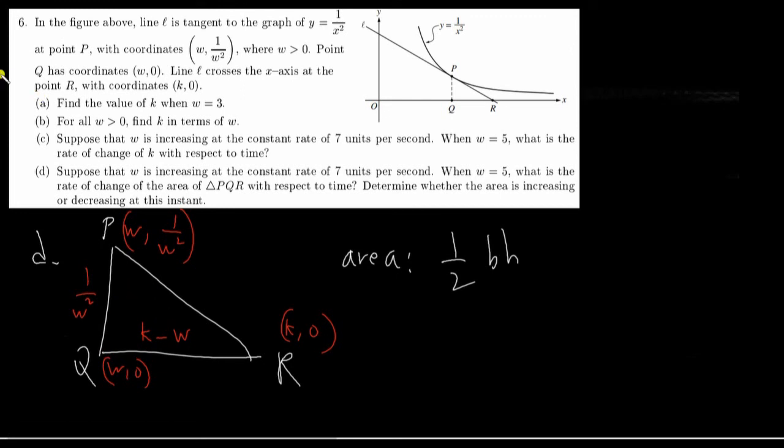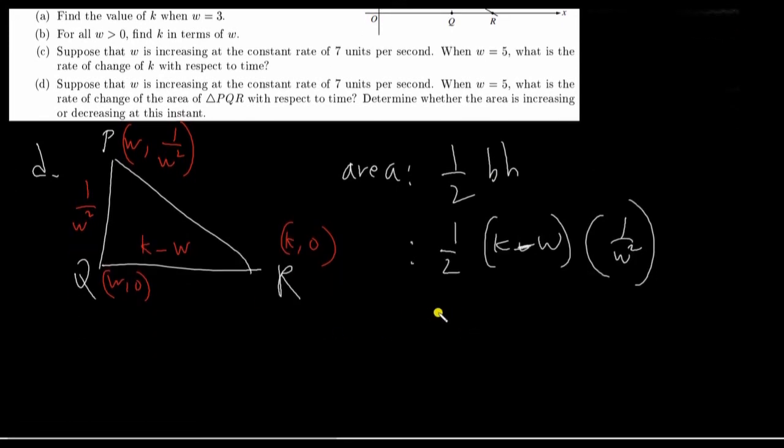Okay? So now that we have the base and the height, we can rewrite the area formula as 1/2 times k minus w times 1 over w squared. And then another thing we can do is that we want to figure out what's going on when w is 5, right? So we don't really know what k is at that moment. So we should probably find a way to replace k with w. And how do we do that? Well, remember in part B, we said that k is equal to 3 over 2w. Well, that means I can take my k and replace it with 3 over 2w minus w, times 1 over w squared.